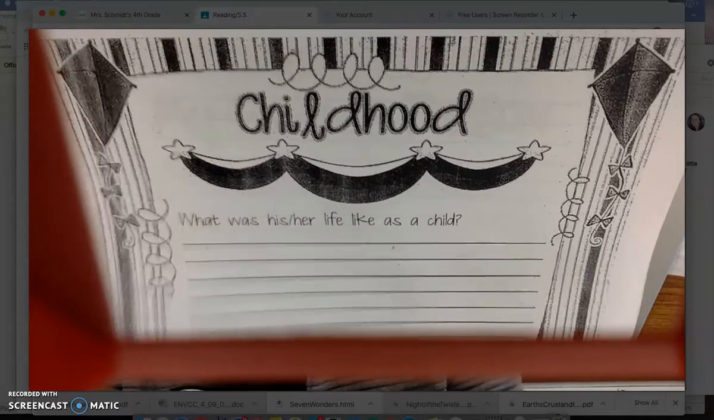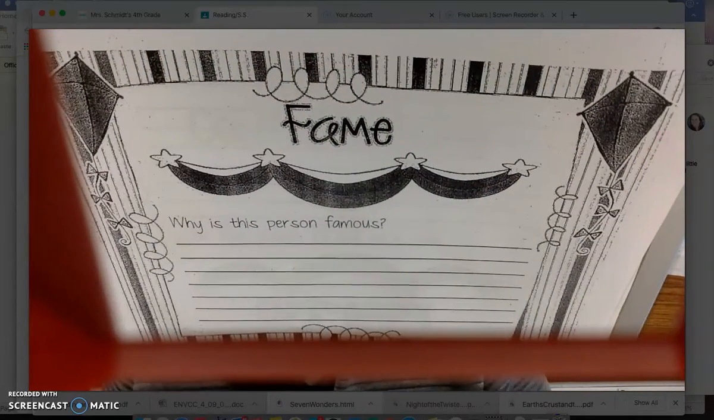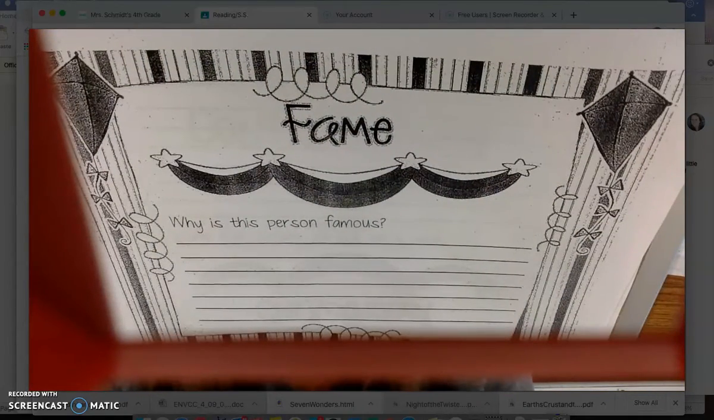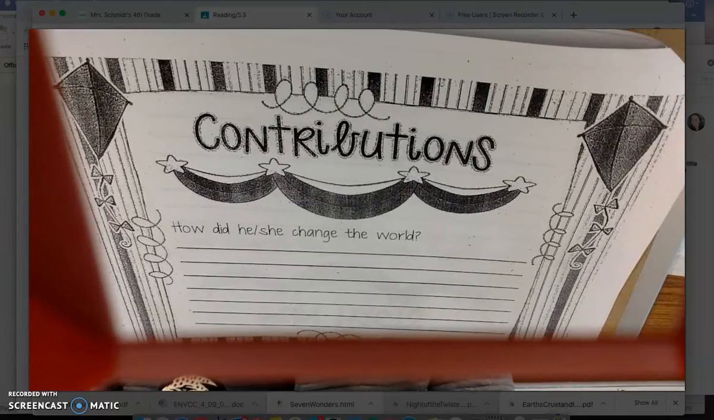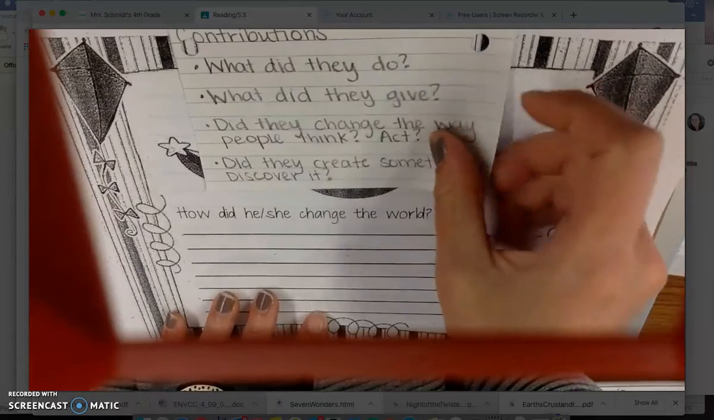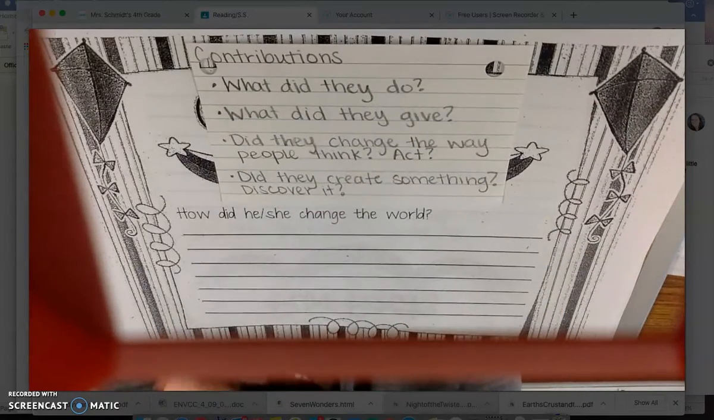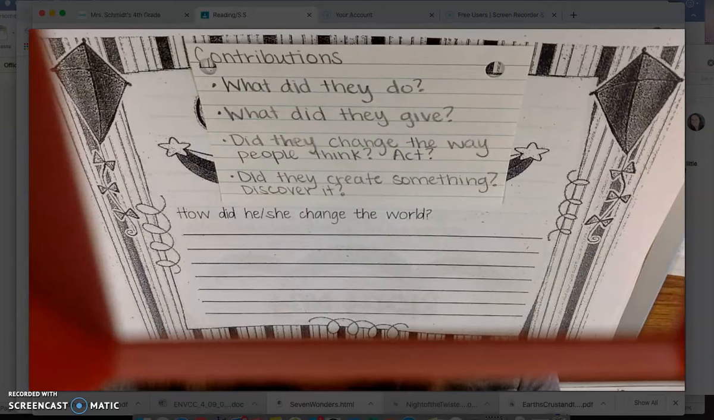So you've got childhood. You've got fame. With fame, think about what they are known for. You've got contributions, okay? Here's my idea for contributions, and you can pause this if you ever need to come back to it. Contributions is kind of like, what did they do? What did they give? Did they change the way people think? Did they change the way people acted?